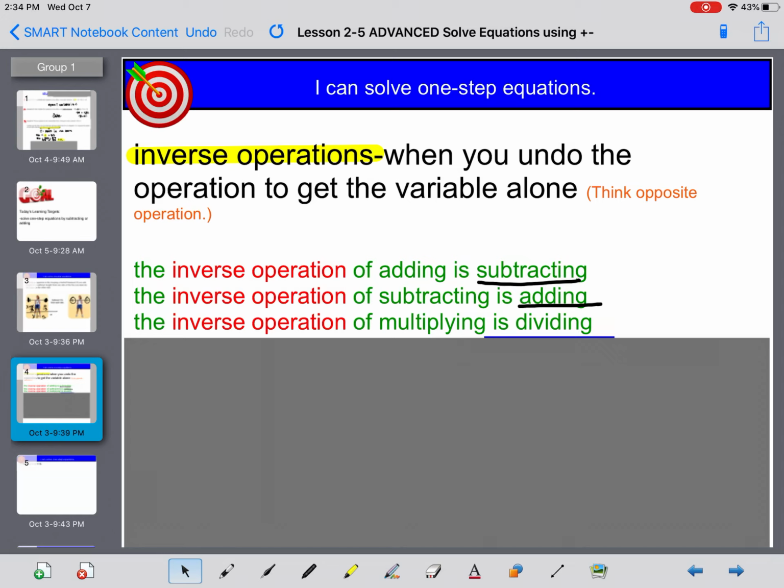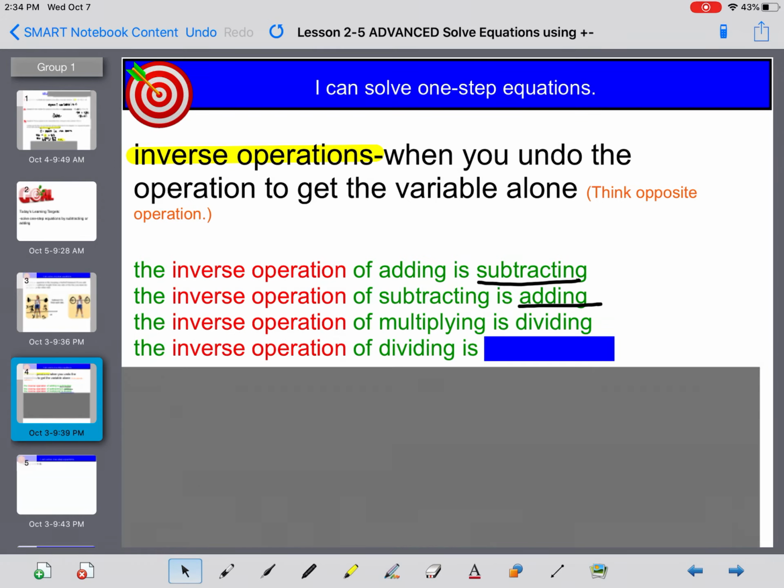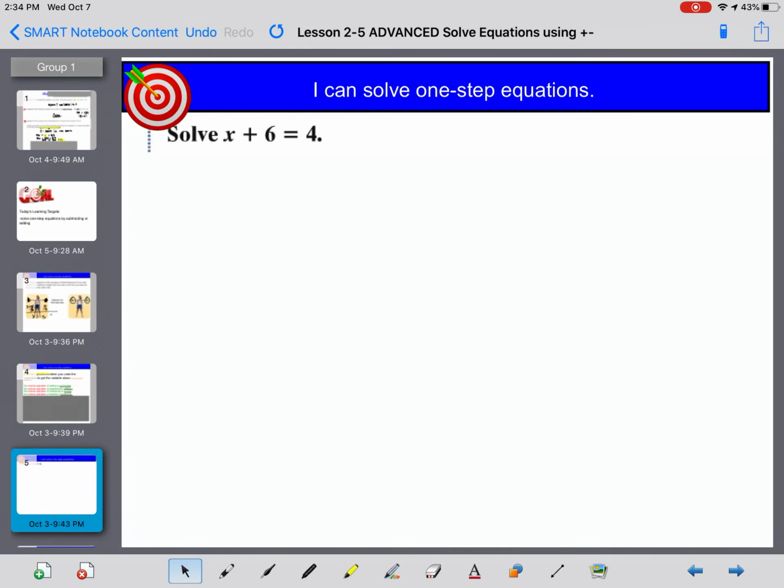The inverse or opposite operation of multiplying is dividing, and the inverse operation of dividing is multiplying. Pause the video if you need more time to write down these notes. Okay, let's put this to practice.